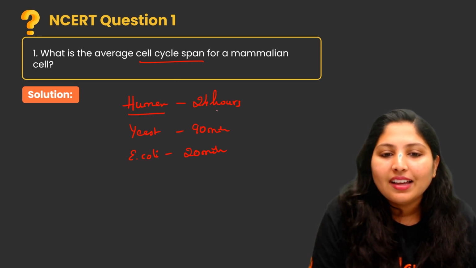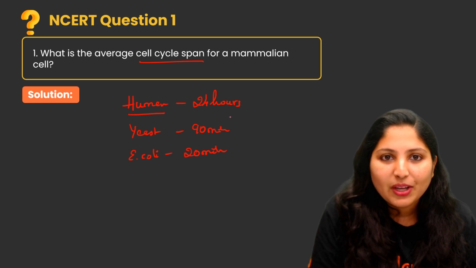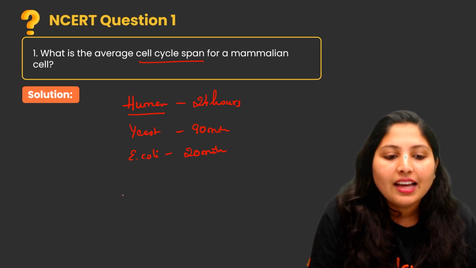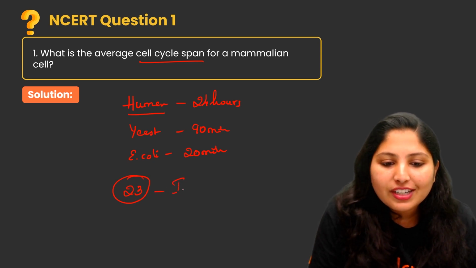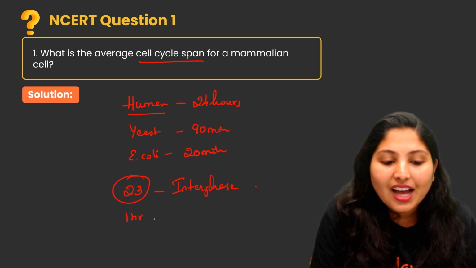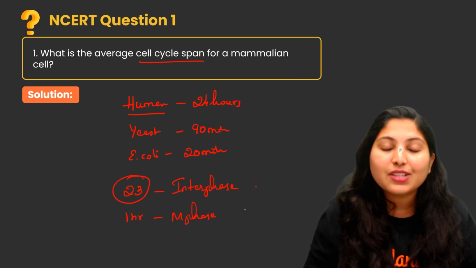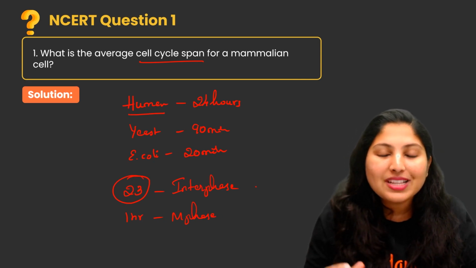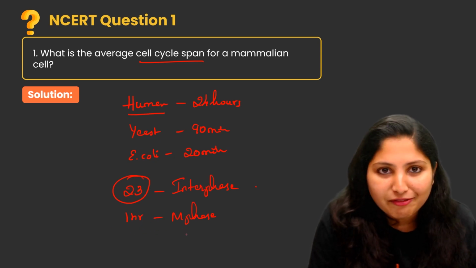Even though the human cell cycle takes 24 hours, 23 hours are for preparation. That preparation is known as interphase. The remaining 1 hour is for M phase. What do you mean by M phase? In M phase, the actual cell division happens in 1 hour. So that is known as M phase.